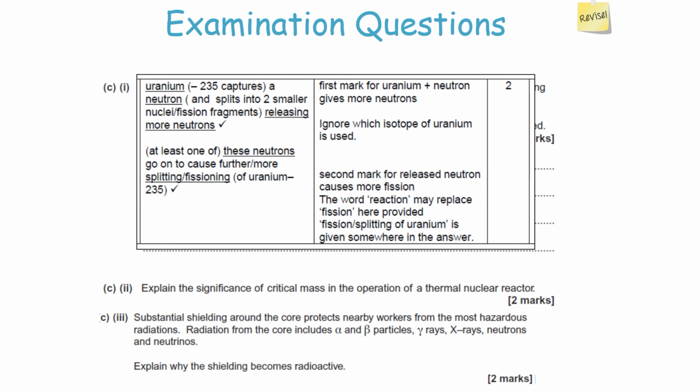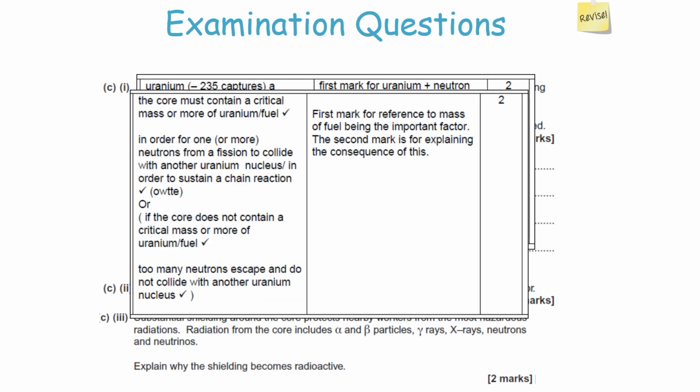Explain the significance of the critical mass. Again, you've got to know what the critical mass is, because the core must contain a critical or certain minimum mass of uranium or fuel. That's so the neutrons from the fission of a previous event can find another uranium nucleus to sustain that chain reaction. If it's below the critical mass, it's unlikely to find another uranium nucleus to cause it to split again. You could talk about it the other way if you wanted to, and say if it's below the critical mass, that means there's not enough uranium there, so many of the neutrons escape and don't hit another uranium nucleus. How does shielding become radioactive? You've got to understand this process.